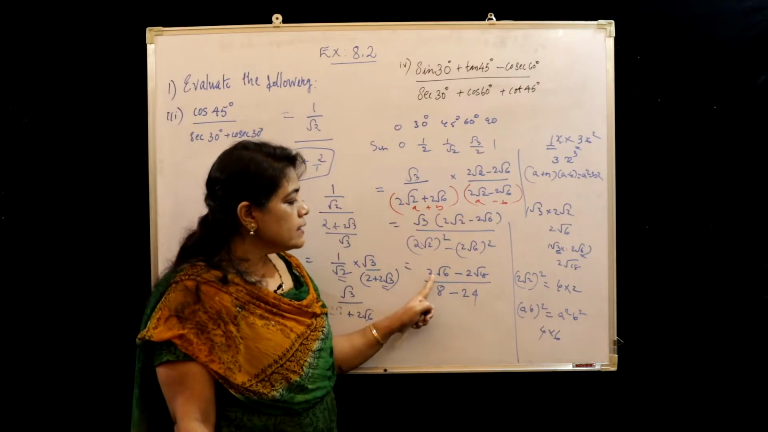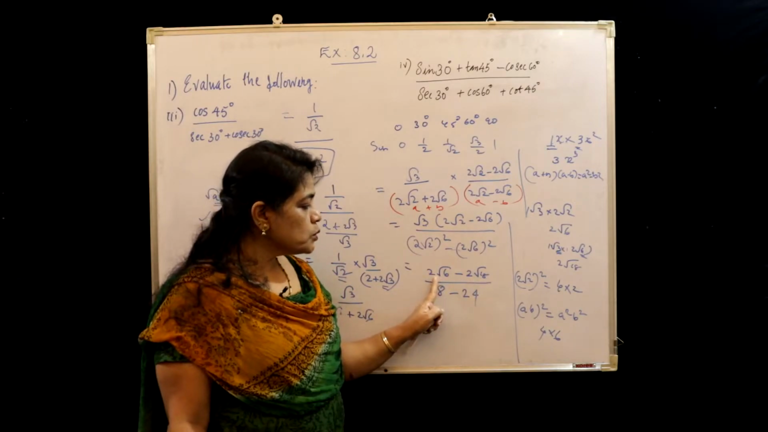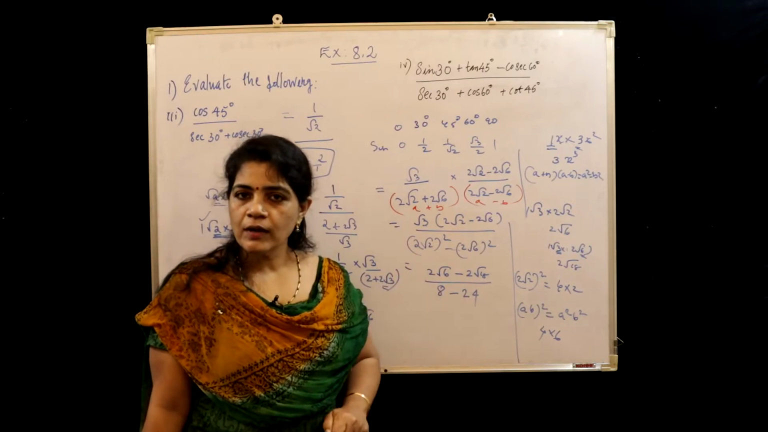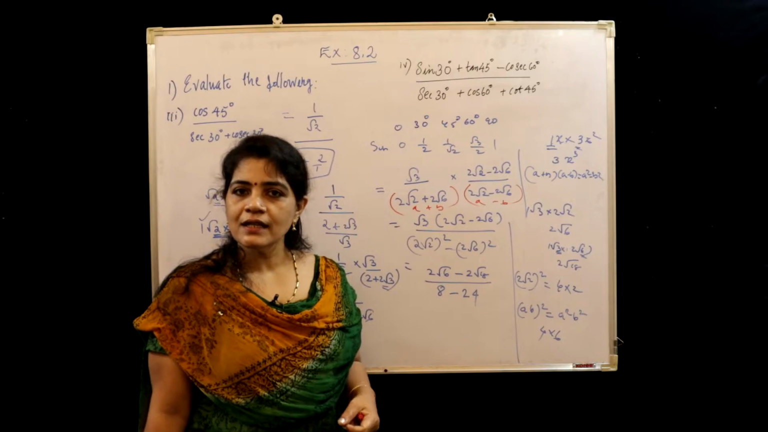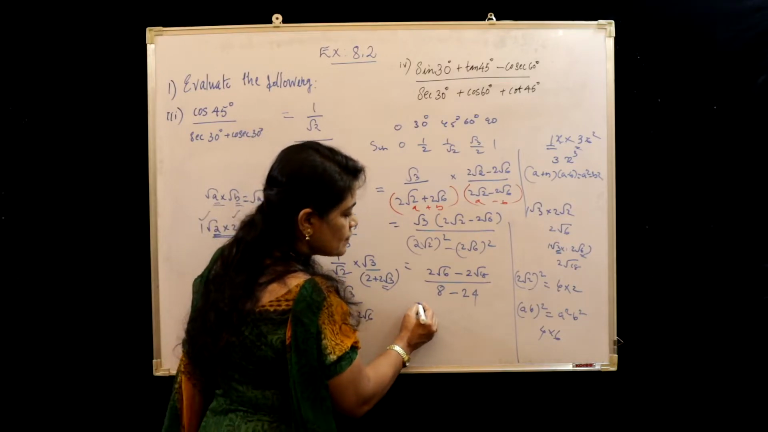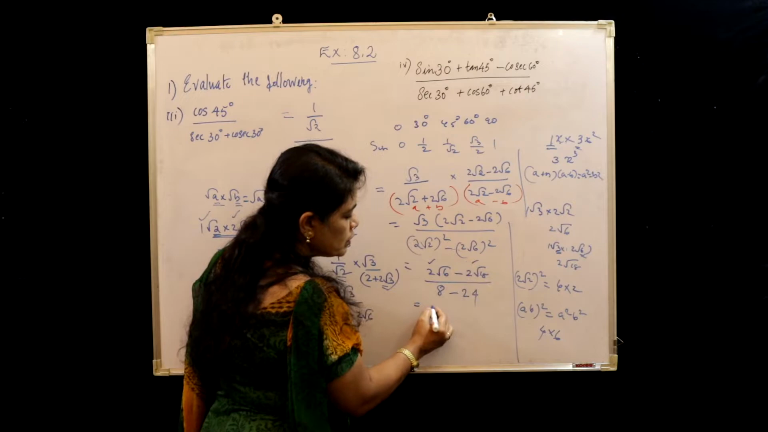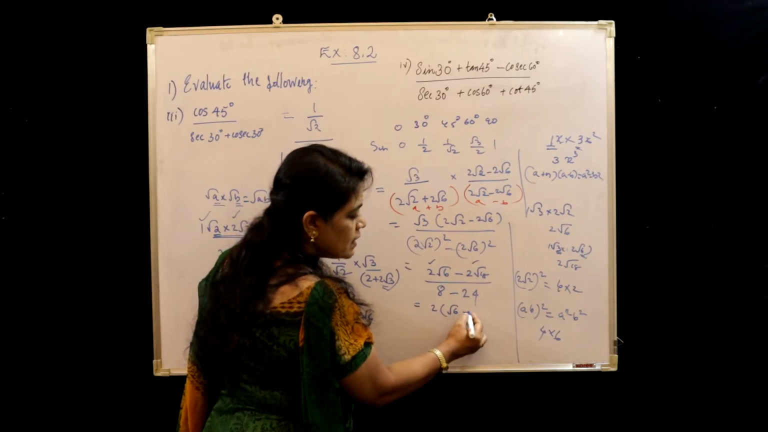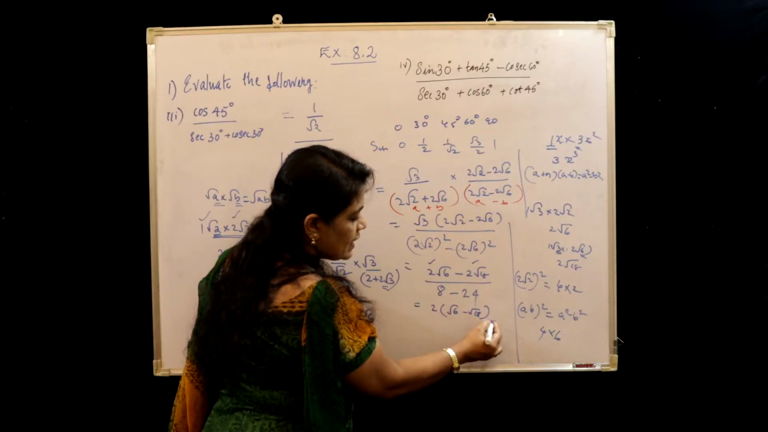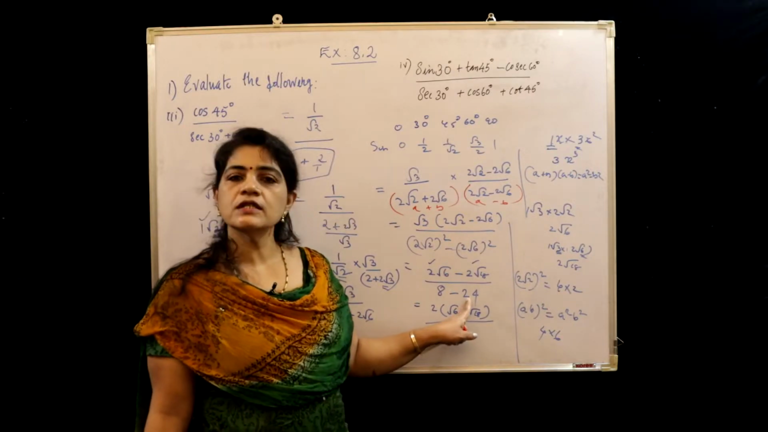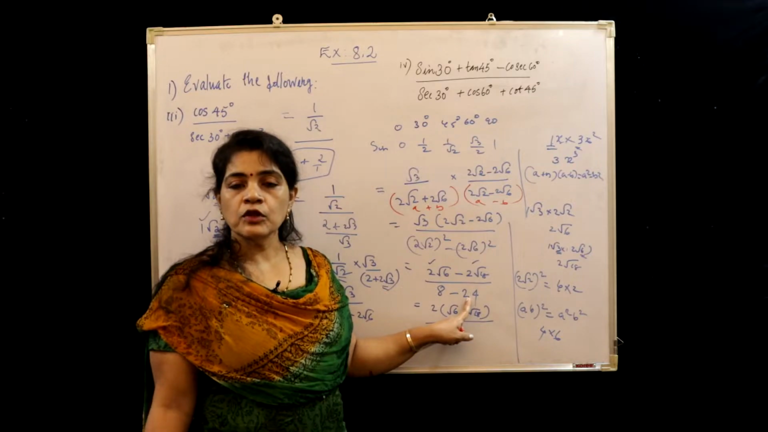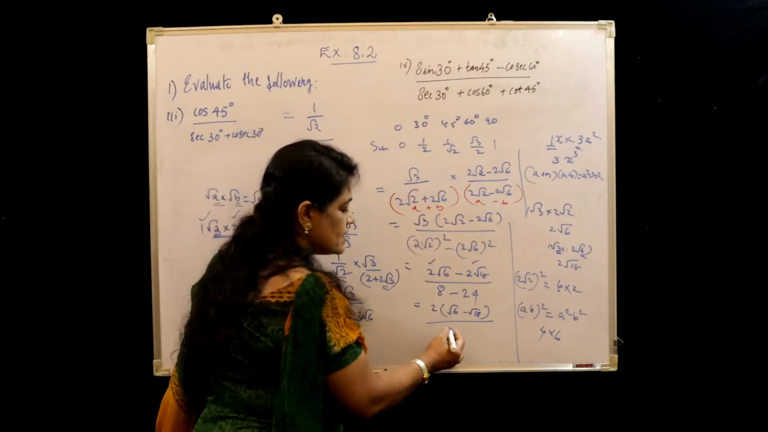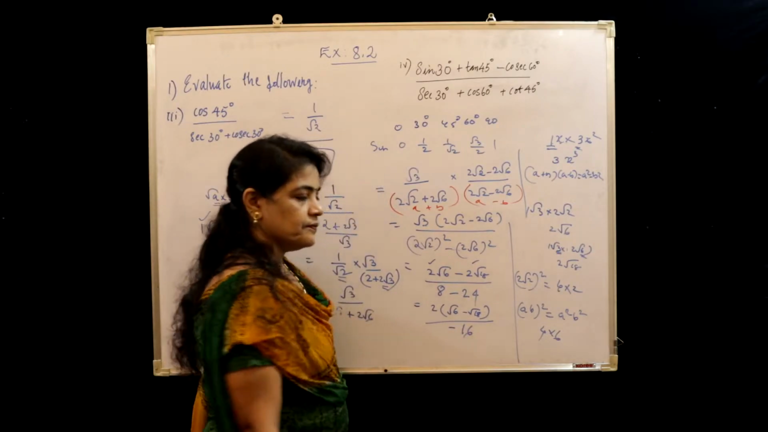And see the numerator, you just read 2 root 6 minus 2 root 18. 2 is common, right, children? So I am going to take that 2 outside. That is, I am taking 2 common from both the terms in the numerator. So 2 into root 6 minus root 18 divided by, both are constants, 8 minus 24. 24 minus 8 is 16 and its sign is negative. That is negative 16.